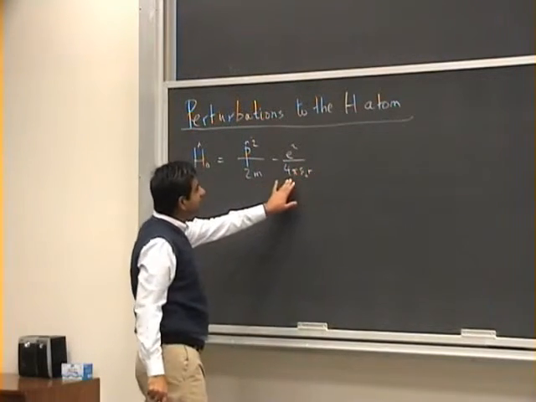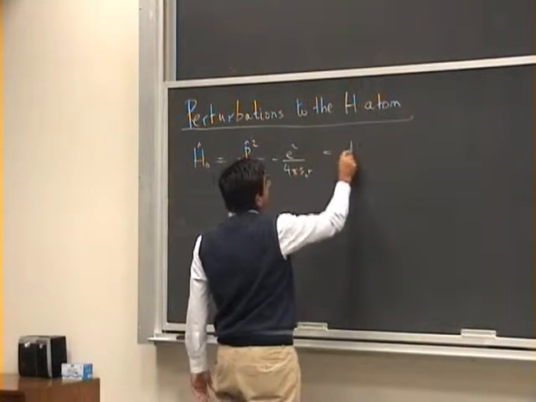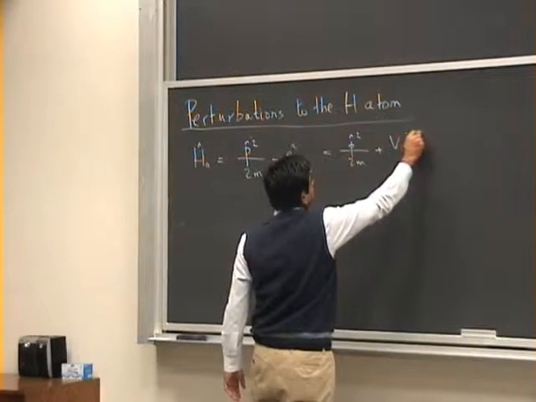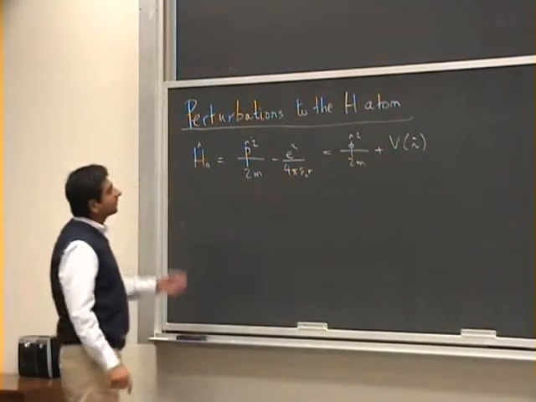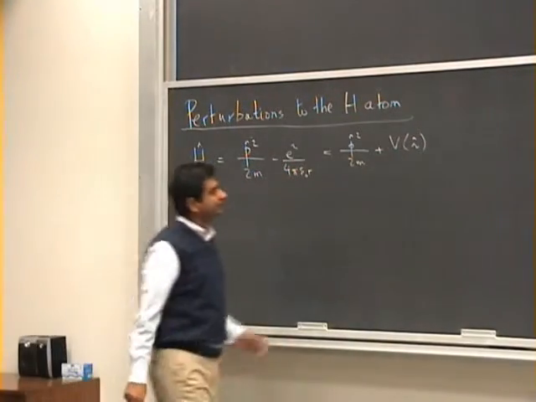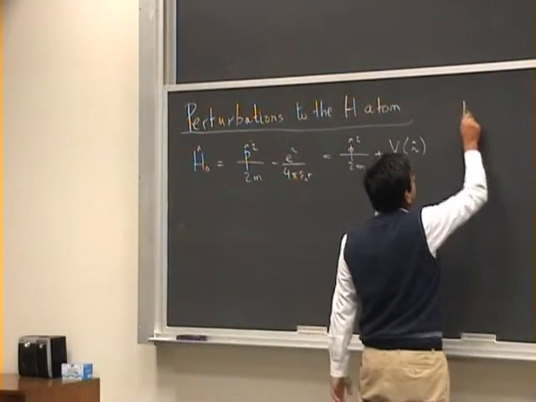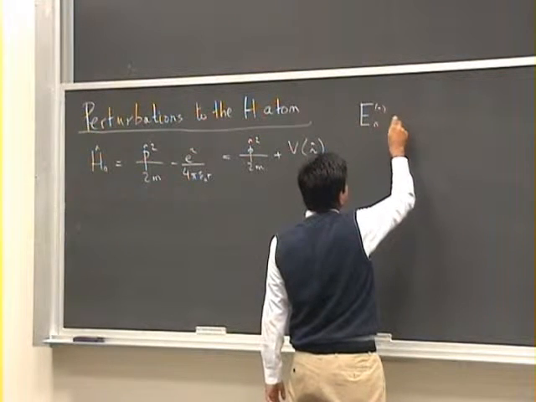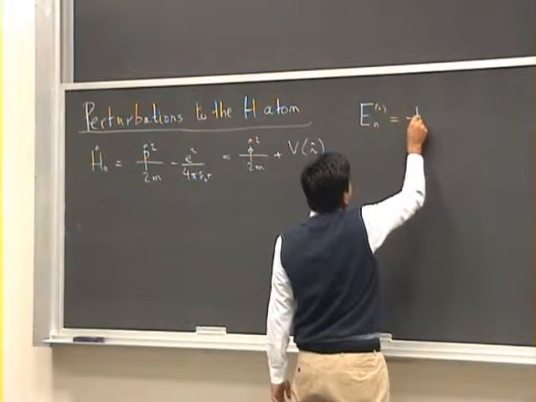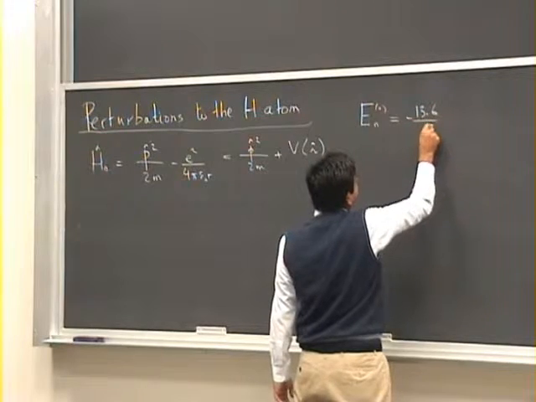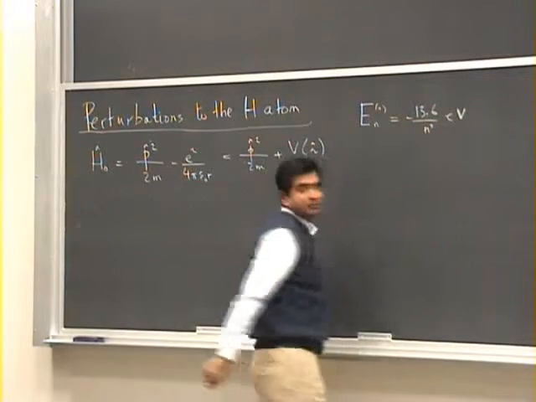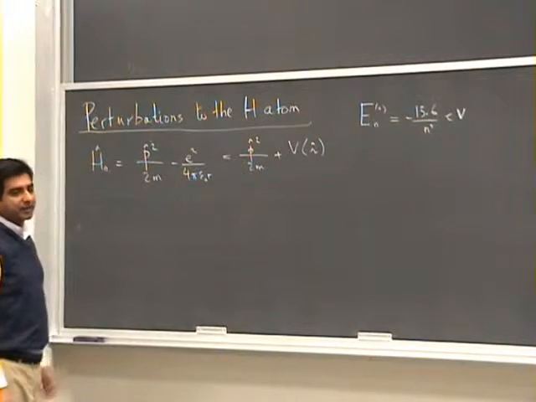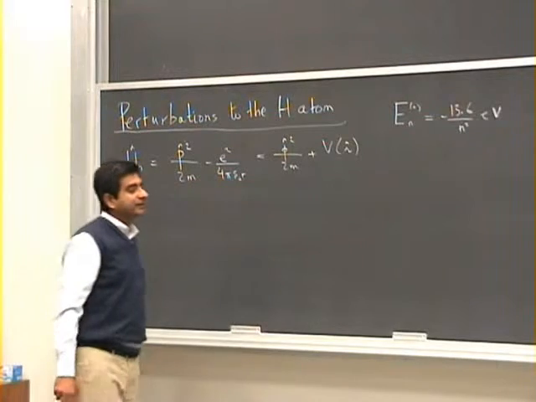So this is the kinetic energy term, this is the potential energy term, P squared over 2m plus V(r) in other words. We also know that the eigenstates of this Hamiltonian are well known. The energies E_n naught are proportional to minus 1 over n squared, given by minus 13.6 over n squared electron volts. So these are the stationary states of the hydrogen atom, and you solve the Schrödinger equation very quickly to get these energy levels.